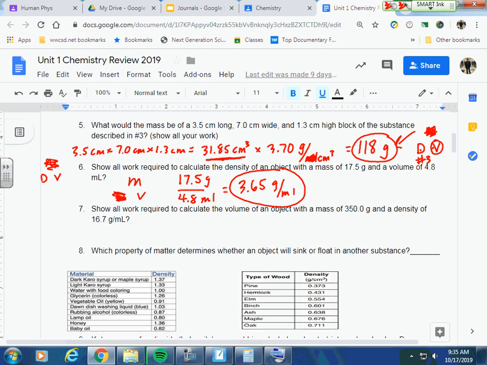All right, number 7, show all work required to calculate the volume of an object with a mass of 350.0 grams and a density of 16.7 grams per milliliter. So if I've got this, and I'm trying to find volume, cross out volume, mass over density. So if I take the mass of 350.0 grams and divide that by 16.7 grams per milliliter, that is going to equal 20.96 milliliters. That sound right? Something close to that.